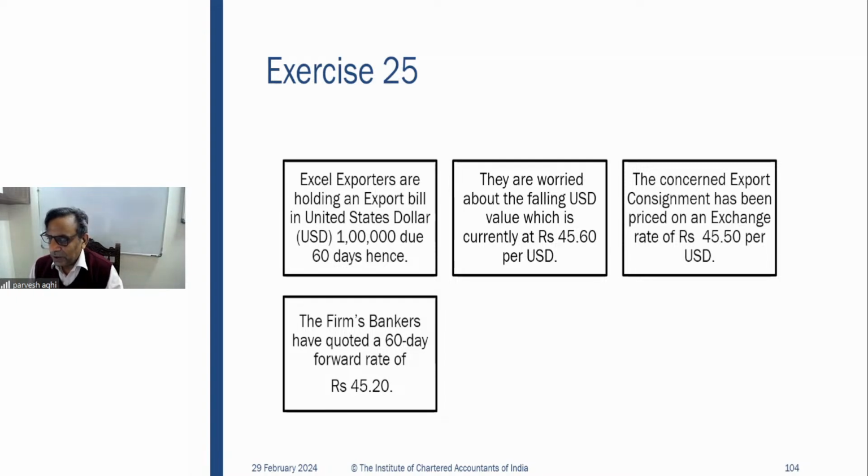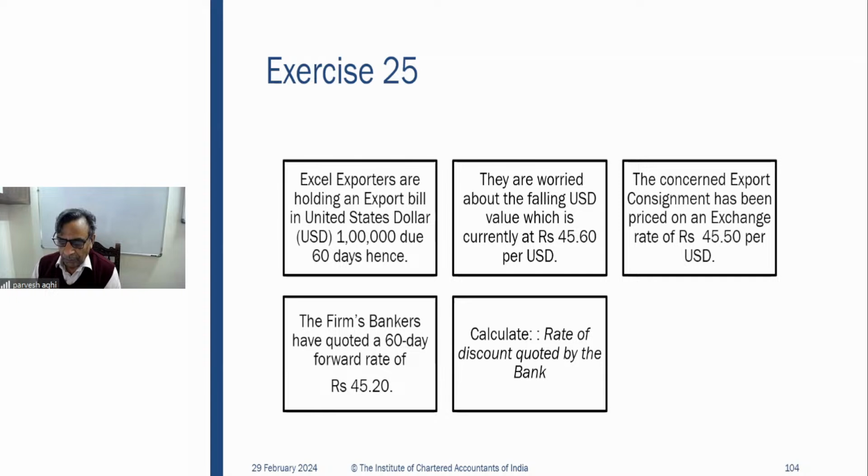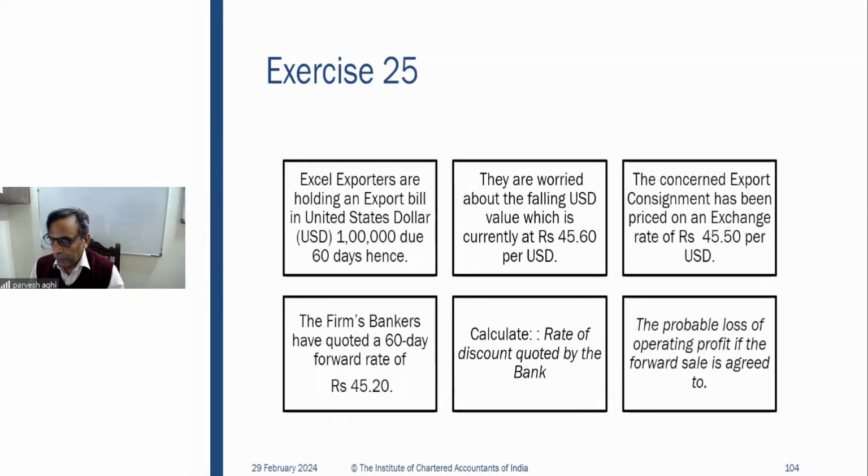The concerned export consignment has been priced on an exchange rate of 45.50. They are exporters, so if the dollar goes up, they would be very happy. Currently it is selling at 45.60, but the consignment was actually priced at the rate of 45.50. The firm's bankers have quoted the rate of 45.20. So the 60 days forward rate is 45.20, which means the forward rate has come down, so the dollar has actually depreciated and the exporter is going to lose money. We need the rate of discount quoted by the bank and the probable loss of operating profit if the forward rate is agreed to.